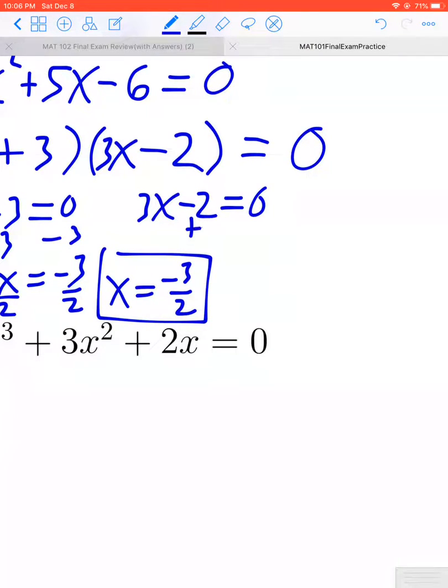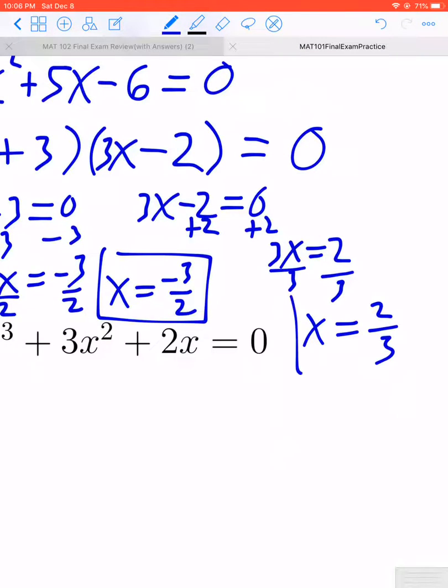For this one here, you would first add 2 to both sides. So we would get 3x equals 2. Divide by 3. Divide by 3. We get x equals 2/3.